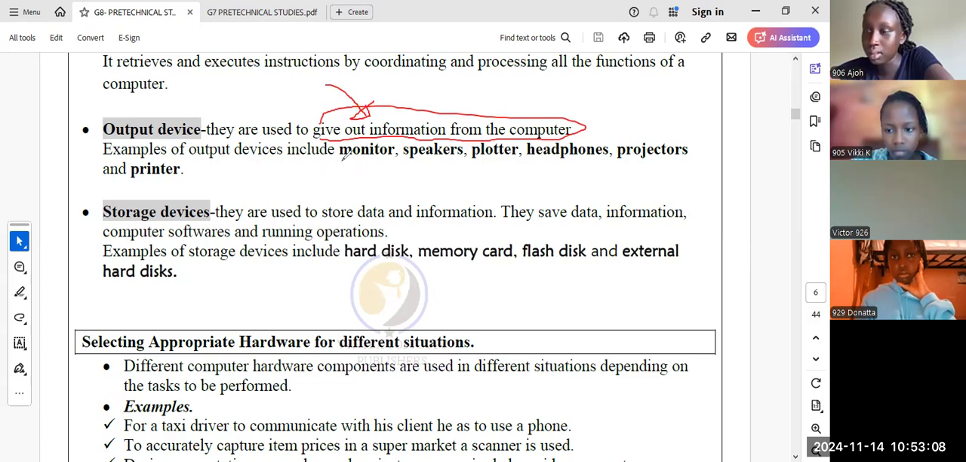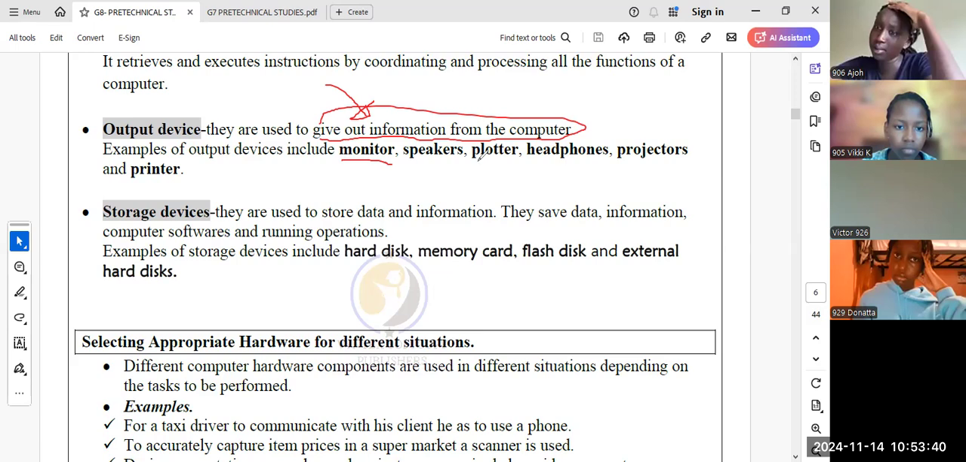Examples, we have the monitor. From your end, you can see my screen, the one I'm projecting, through the screens you are using. If you are using a computer, a laptop, or your phone, you can see this screen. So the screen or the monitor is an example of an output device. Of course, that one is soft copy output. We have the speakers. You can hear me loud and clear through your headphones, earphones, earbuds, and normal speakers. And speaker is an example of a soft copy output device.